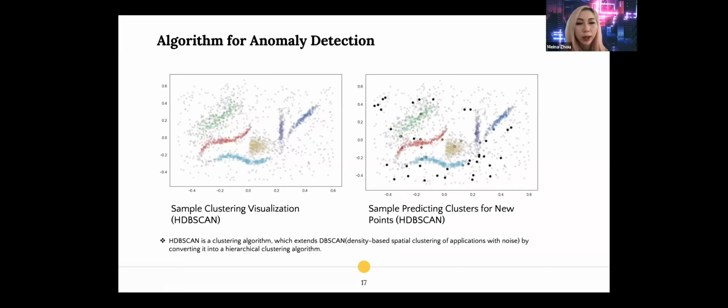For the next slide, I want to briefly talk about the algorithm that we use for the anomaly detection, which I think is really good. For anyone who wants to build a fraud detection model, please try this algorithm. It's called HDBSCAN, which is a clustering algorithm, a density-based spatial clustering.